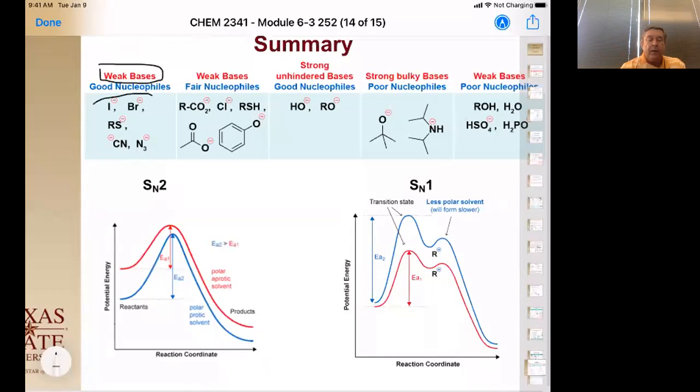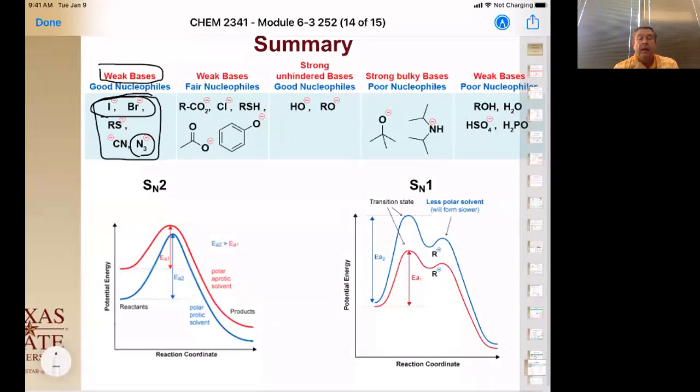Now remember, these all have strong conjugate acids, so we call them weak bases. They all have an anion, so they all have a negative charge, and they are either very polarizable or have some kind of resonance contributor. So those are weak bases, but good nucleophiles.